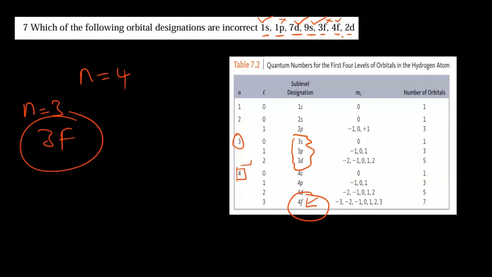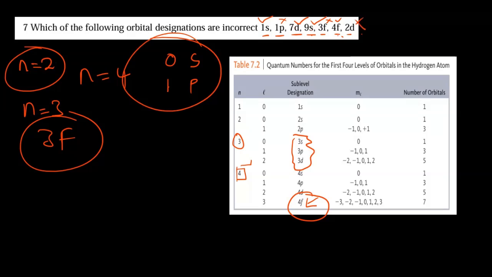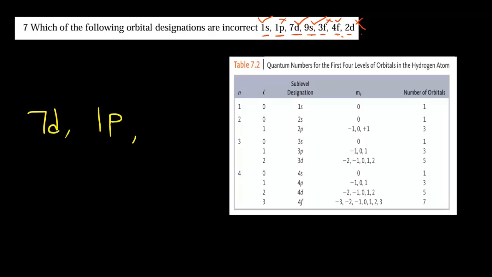And then 2d. 2d does not exist. Because if our n is 2, the angular momentum quantum number that we can have from n equal to 2 is just 0 and 1. 1 is p, 0 is s. So we don't see any d here. So it means this 2d is wrong. So we have determined which ones are wrong and which ones are correct. The ones that were wrong are the 7d, the 1p, and the 2d. So these ones here are not correct.